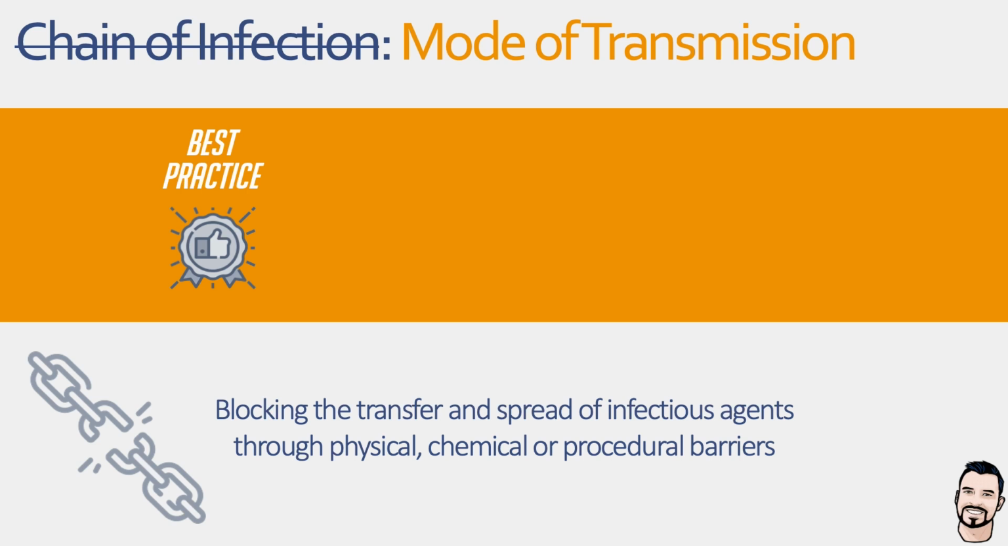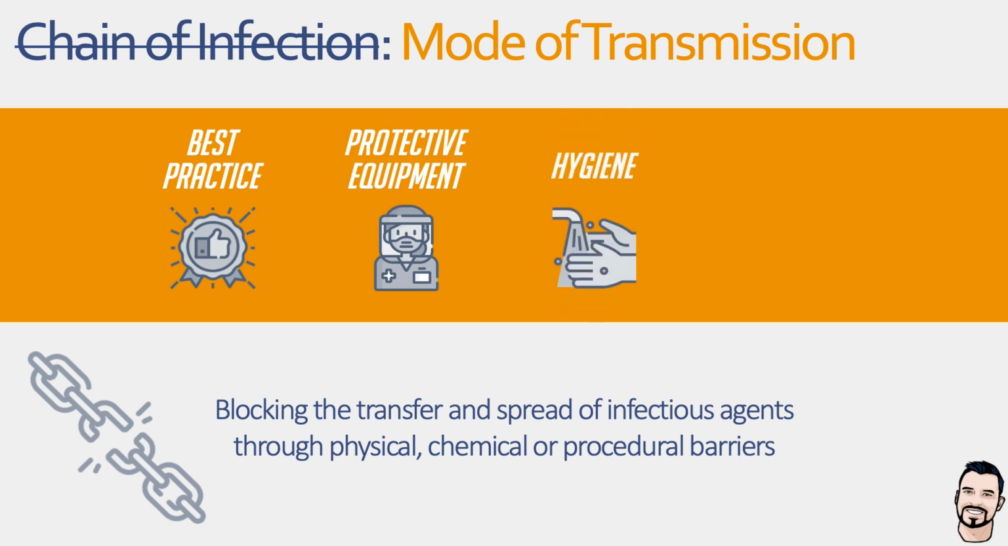Now, another major control measure is the use of personal protective equipment or PPE, which acts as a physical barrier preventing infectious agents from being transferred between individuals. Now, depending on the mode of transmission, this may include the use of gloves, masks, eye protection, or gowns, and when used correctly, PPE is particularly effective at interrupting contact, droplet, and airborne transmission.